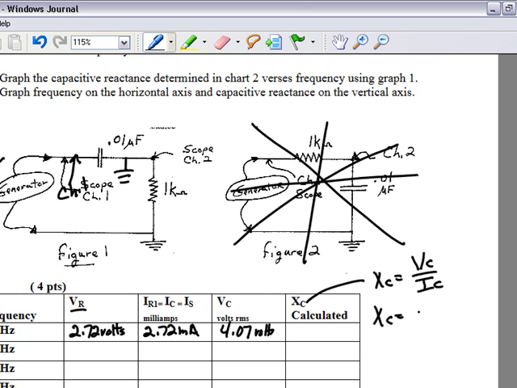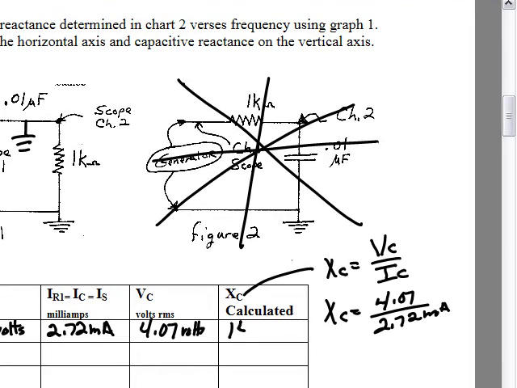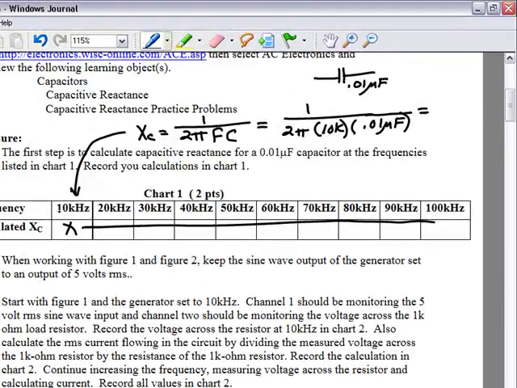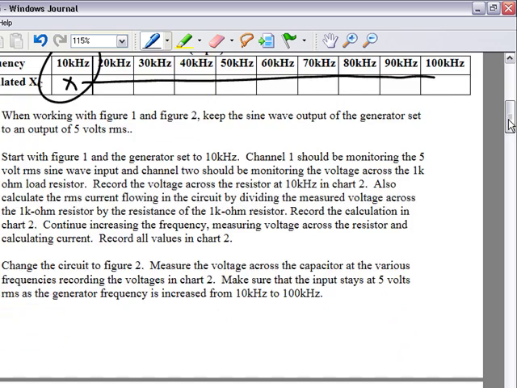We have the voltage across the capacitor, it's 4.07. We have the current, 2.72 milliamps. I believe that calculates out to a capacitive reactance of 1,492 ohms. So that's the opposition to current flow offered by that capacitor at a frequency of 10 kilohertz. Now that should compare favorably to what you've calculated up here. It will not be exact, but it should be somewhat close, and the numbers, as you calculate them, should go in the same direction.